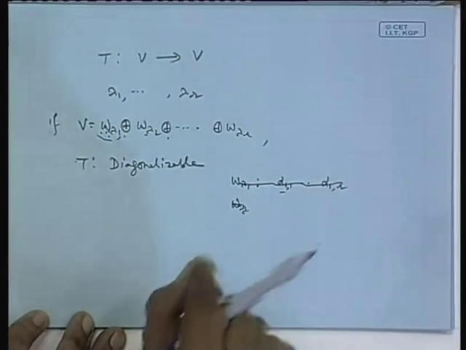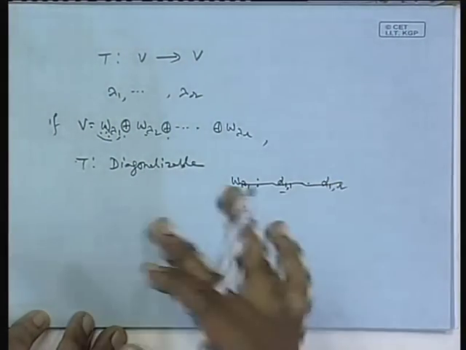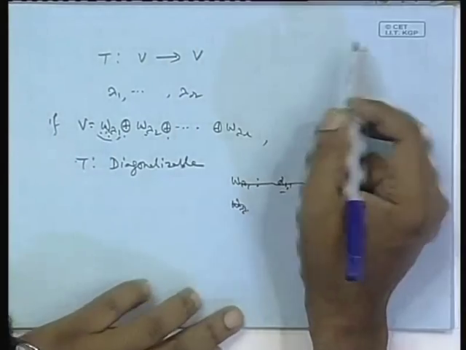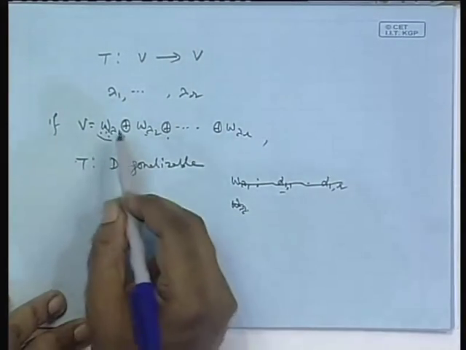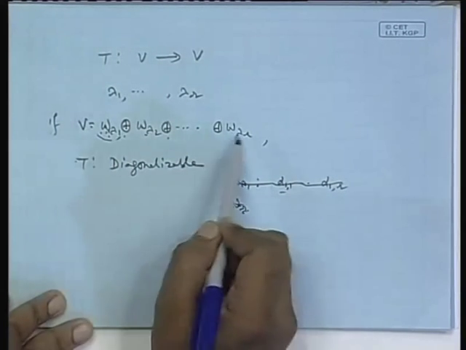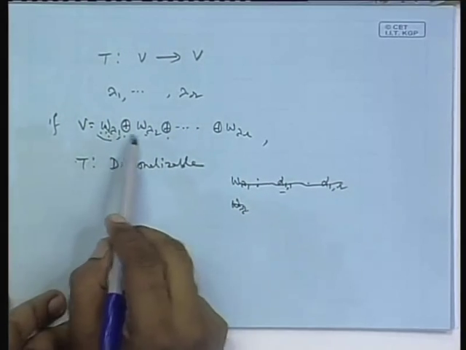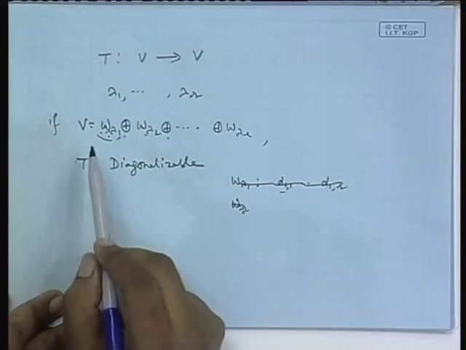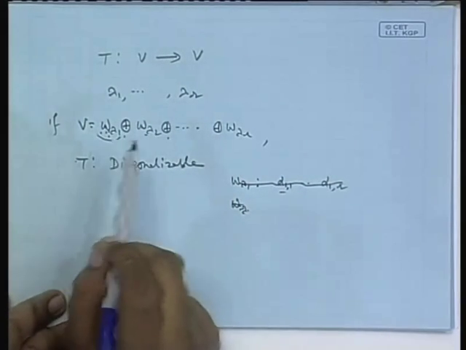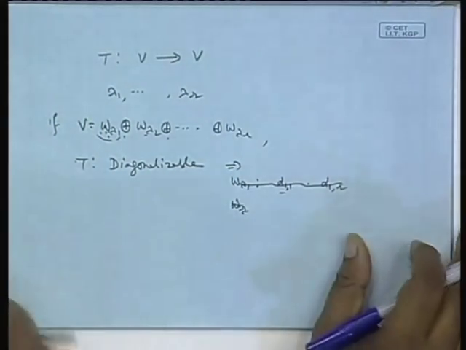If on any vector in that basis you apply T, each vector is an eigenvector, so you get that vector itself multiplied by the corresponding eigenvalue. If you take any vector v belonging to V, write it as a linear combination of this basis, and T works on that, T simply works on each individual basis vector. Since each basis vector is an eigenvector of some eigenvalue, you get that eigenvector back multiplied by the corresponding eigenvalue. When it comes to matrices, this will be further clear.